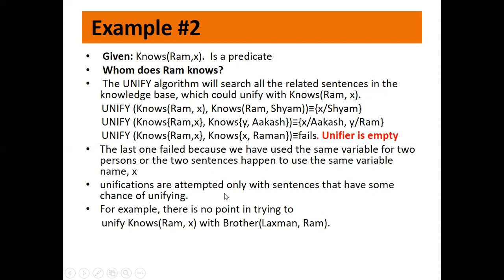Unifications are attempted only with the sentences that have some chance of unifying. For example, there is no point in trying to unify these two statements: knows Ram comma X with brother Lakshman comma Ram. Remember, these two predicates are different. This is knows and this is brother. To unify, the predicate should be the same, and there is no logical relationship here either. Because what is unification? Unification is logical binding of two statements. There is no logical binding between knows and brother, so the unify algorithm cannot be applied on such statements.